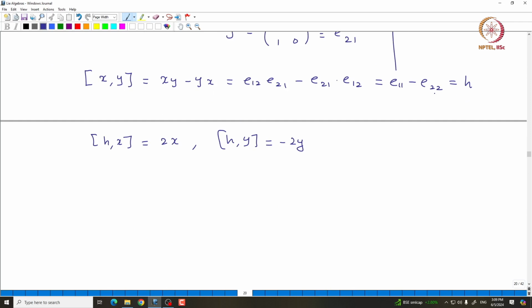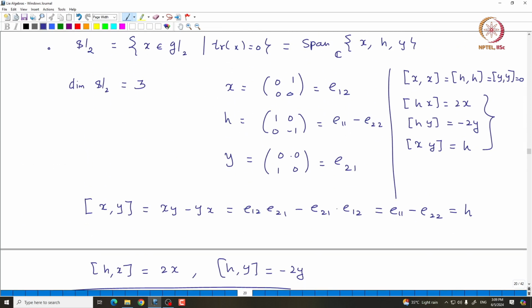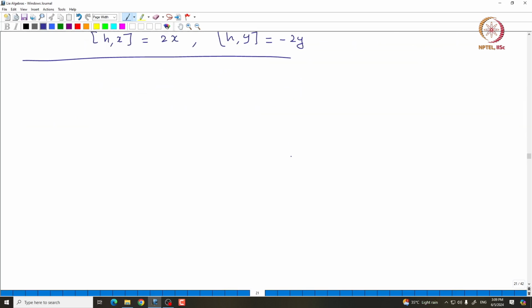So, now what do I want to prove? I want to prove that this SL2 is indeed a simple Lie algebra. Okay. So, this is the first example of a simple Lie algebra. So, here is the result. SL2 is a simple Lie algebra.